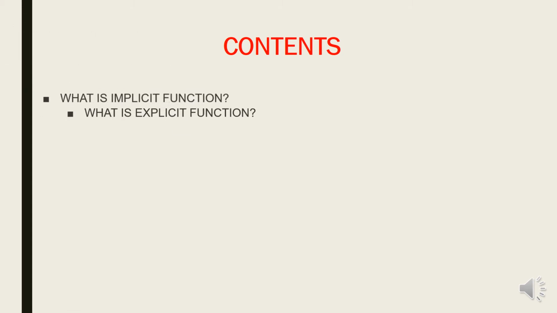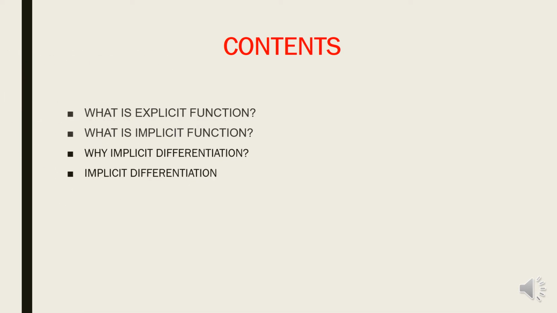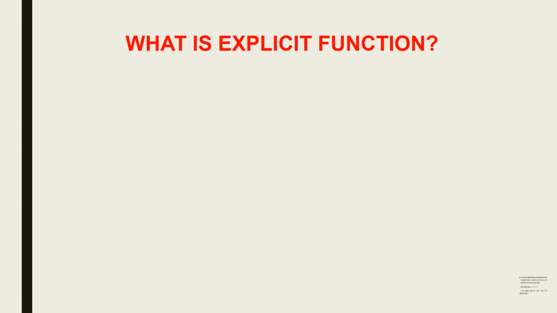See the contents. What is explicit function? Then we see implicit function. Why implicit differentiation? Implicit differentiation, process for implicit differentiation, examples. First we see what is explicit function.